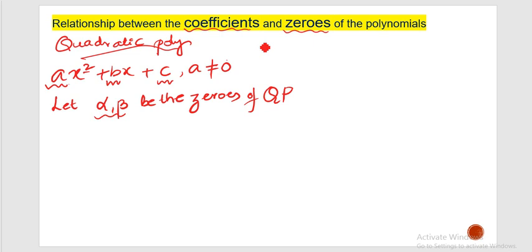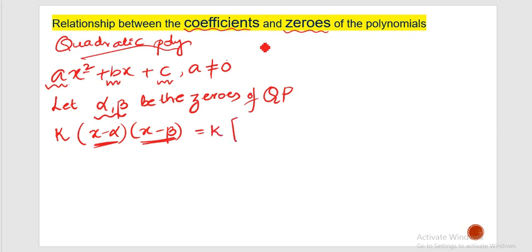Now, whenever there are 2 zeros, we can clearly write the quadratic polynomial using these zeros. I can simply write it as k times (x minus alpha) into (x minus beta), because when alpha and beta are 2 zeros, they form 2 linear factors. When I multiply those 2 linear factors, I am going to get this particular quadratic polynomial. So when I multiply this, what am I going to get?